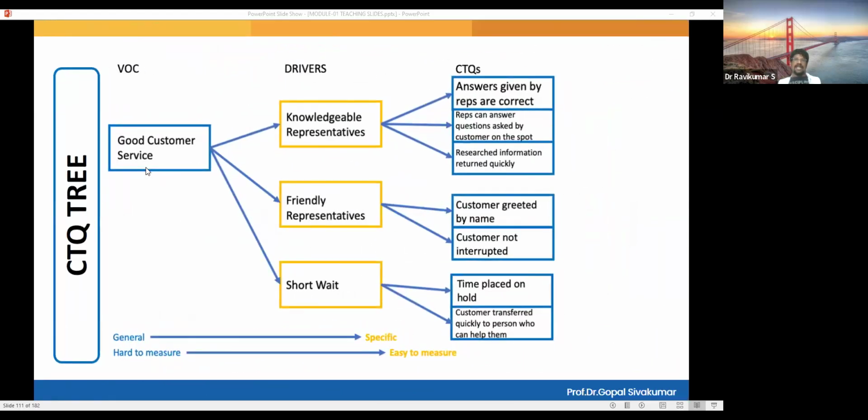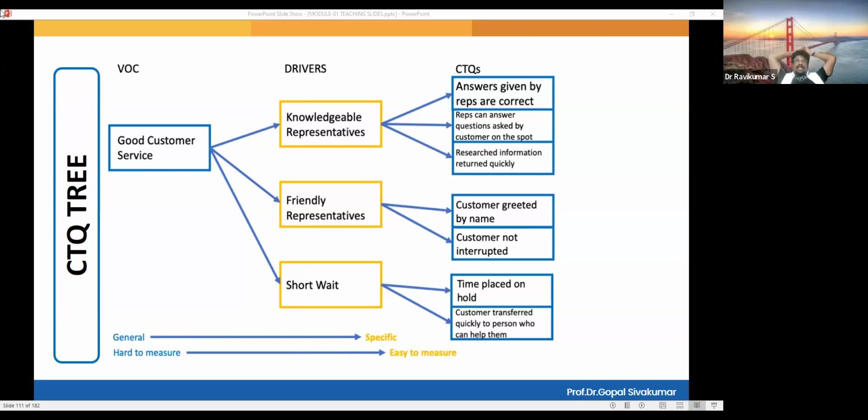Okay, now let us go to this CTQ tree. What is this CTQ tree, guys? Actually, as I said already, a CTQ is a critical to quality characteristic. The CTQ ultimately will convert the voice of the customer into a metric. The voice of the customer is always general, and we have to convert that into specific. The voice of the customer is hard to measure. We have to make it easy to measure so that we'll be able to identify the required metric.